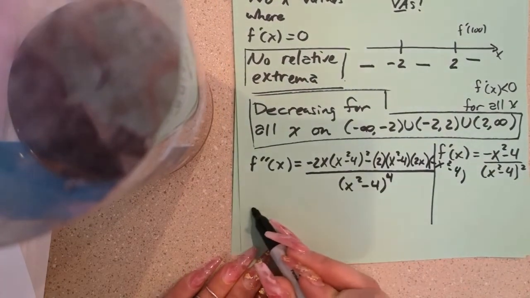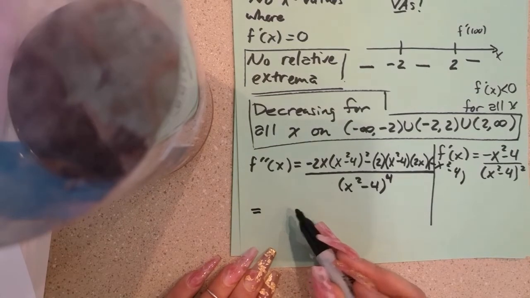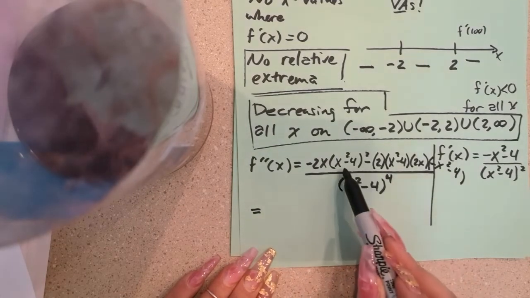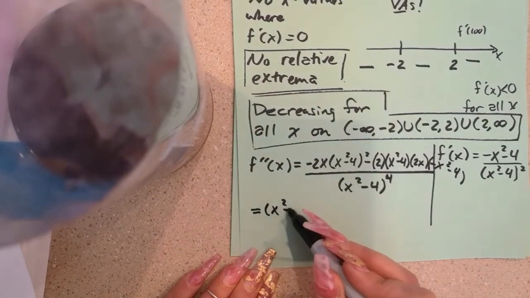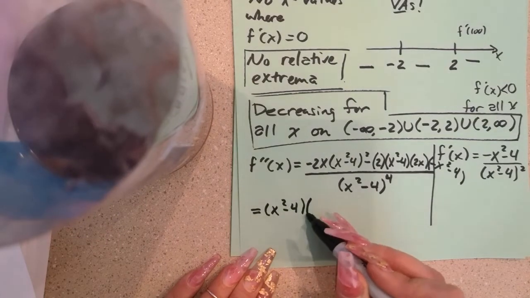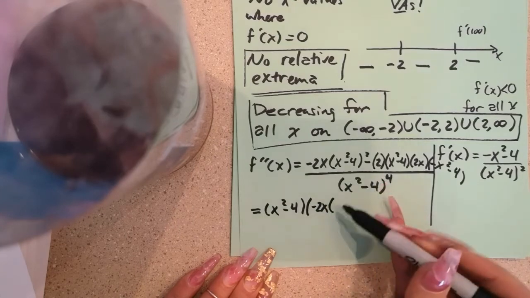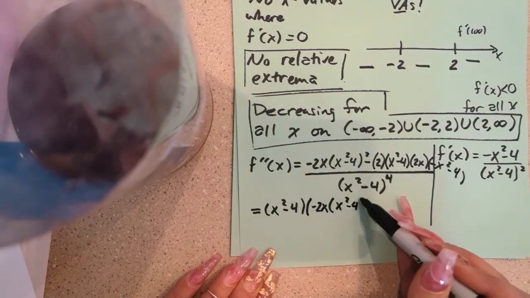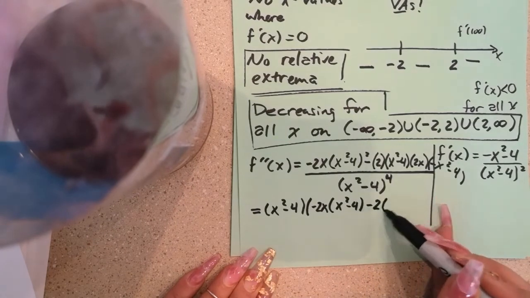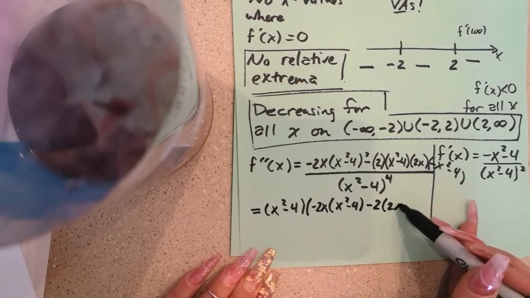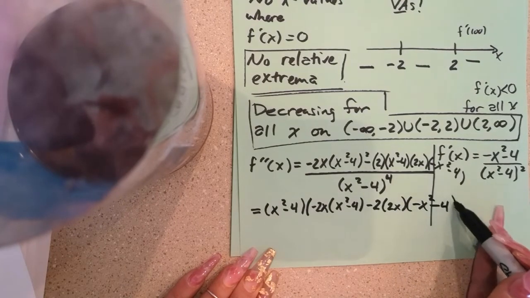Okay, let me continue this, simplifying it. I can take out an x squared minus 4 as a GCF. An x squared minus 4 would be left. I'd have a negative 2x, having pulled out one power of x squared minus 4, so there'd be 1 left. And then minus 2, with this pulled out, so I have a 2x, and then my minus x squared minus 4.